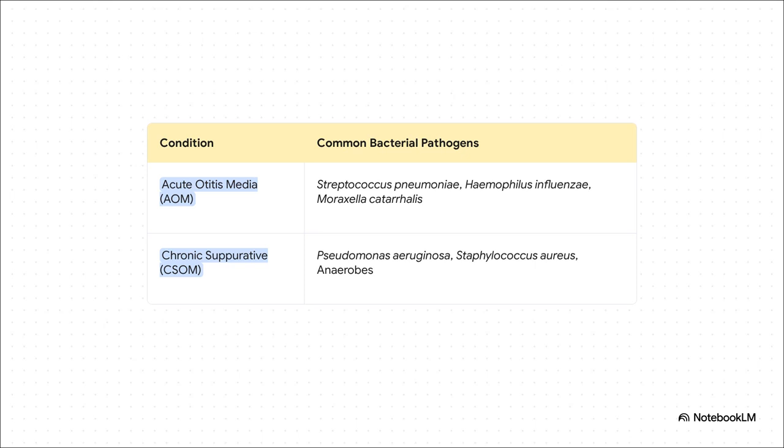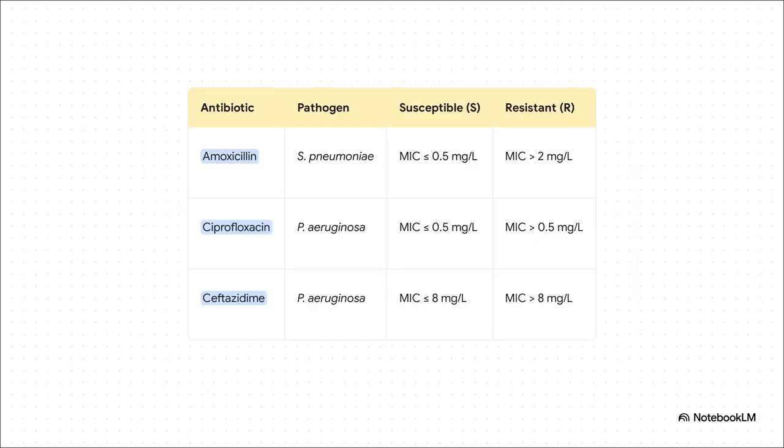But for CSOM, with that eardrum open to the outside world, it's a whole different ballgame. We see tough characters like Pseudomonas aeruginosa, Staph aureus, and a mix of anaerobes. Knowing this distinction is everything when you're choosing that first antibiotic. So, once we have a name for our culprit, we have to find its Achilles heel. The lab does this by figuring out the minimum inhibitory concentration, or MIC. It's basically the lowest dose of an antibiotic that will stop the bug in its tracks.